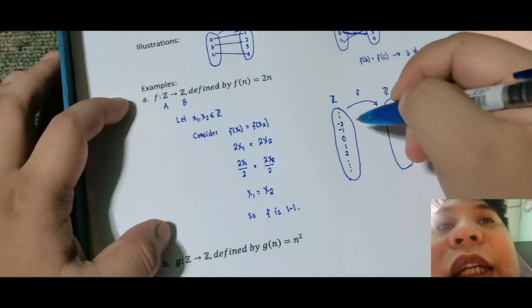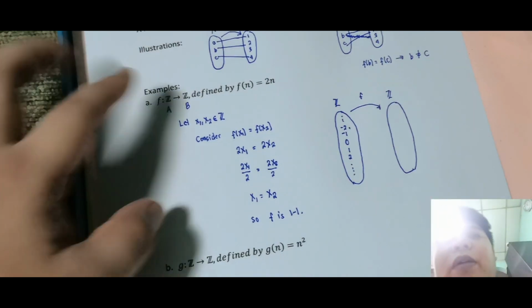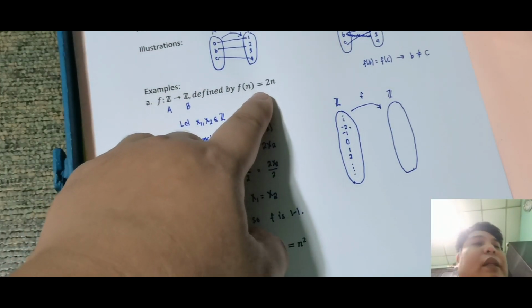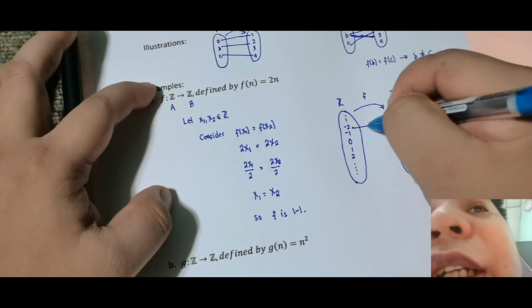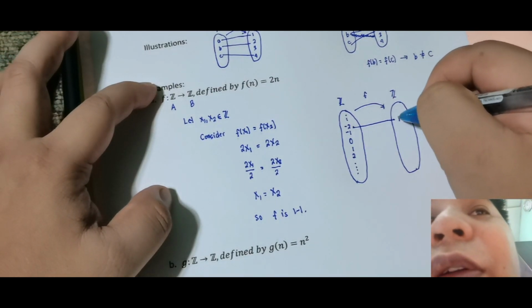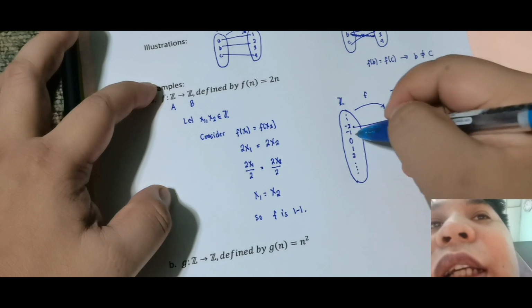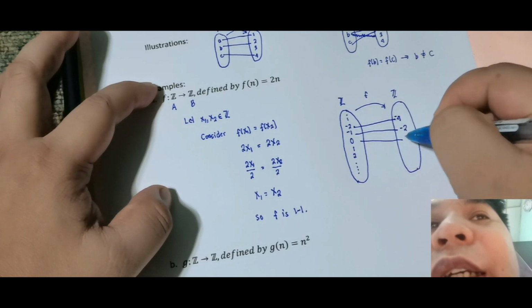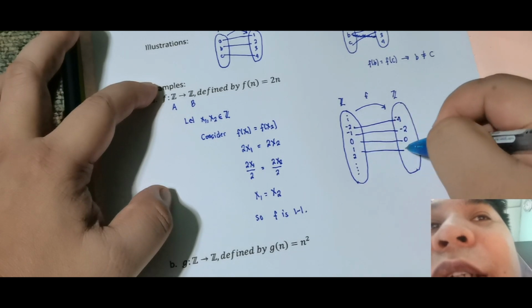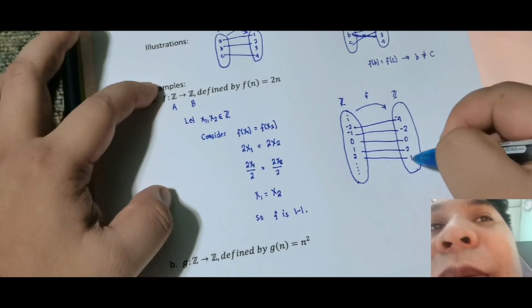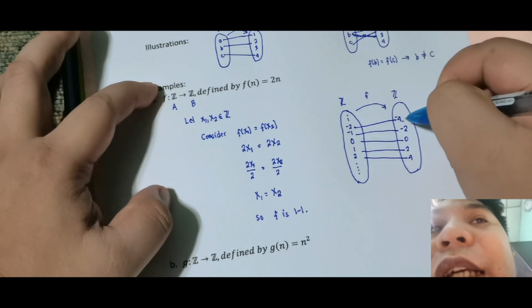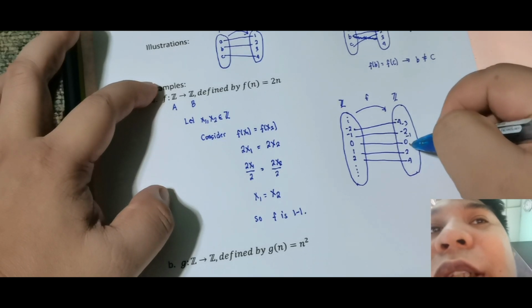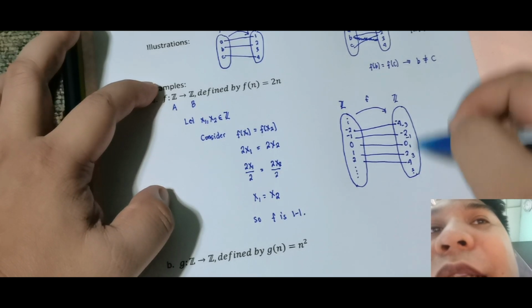Madami yan. Si negative 2, saan magmamap? Magmamap si negative 2 sa negative 4. Tama. Okay, si negative 1 magmamap kay negative 2. Si 0 magmamap kay 0. Si 1 magmamap kay 2. Si 2 magmamap kay 4. Pero may matitira pa dyan: si negative 3, si negative 1, si 1, si 3, si 5, and so on.